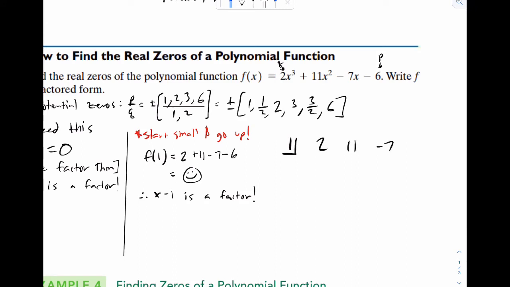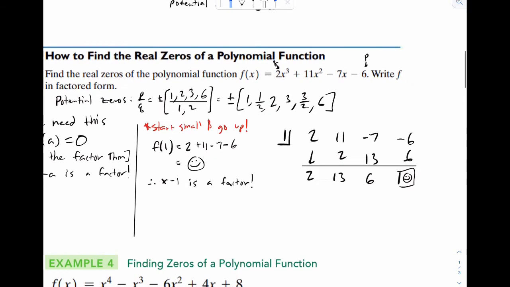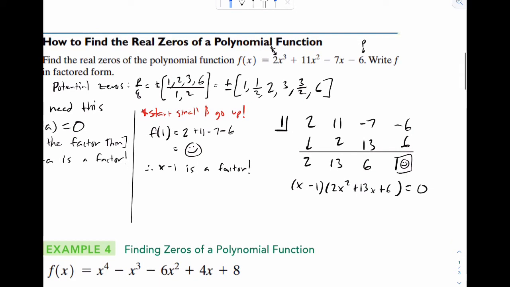Let's put the function down like so. And notice how we're going to use synthetic division. We drop the 2, multiply. That's 2, 13, multiply. That's 6, multiply. And then 0 with our happy face. So now we interpret. That's x minus 1 times 2x squared plus 13x plus 6. That should equal 0. And that thing can be factored.